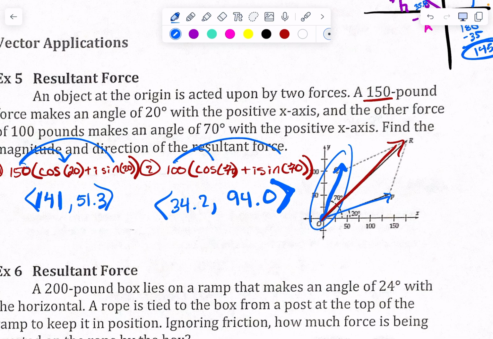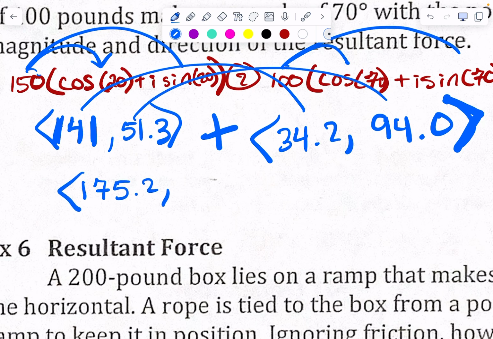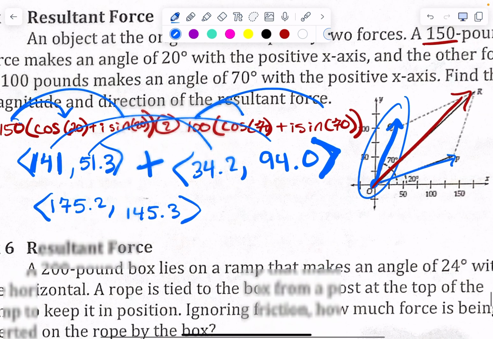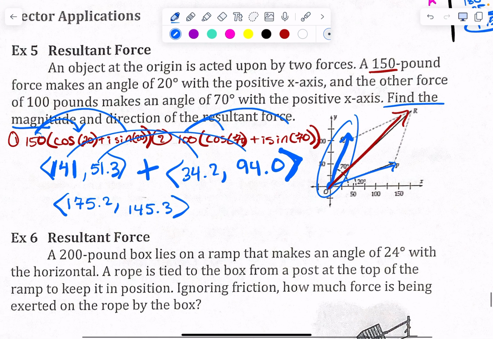All right, now what? Add those two vectors together, right? We did vector addition yesterday. Okay. 141 plus 34.2 is 175.2. Check that. Yes, okay. Next, 51.3 plus 94 is 145.3. Check that. Cool. All right, now, that's not what they're wanting. They are wanting to find the magnitude and the direction of the resultant force.